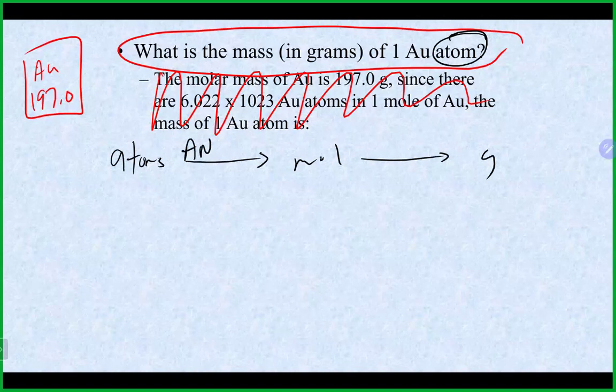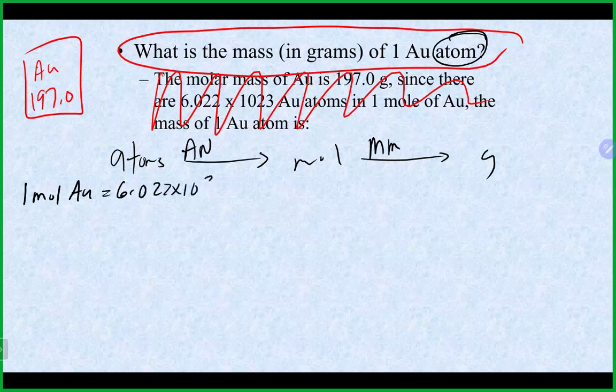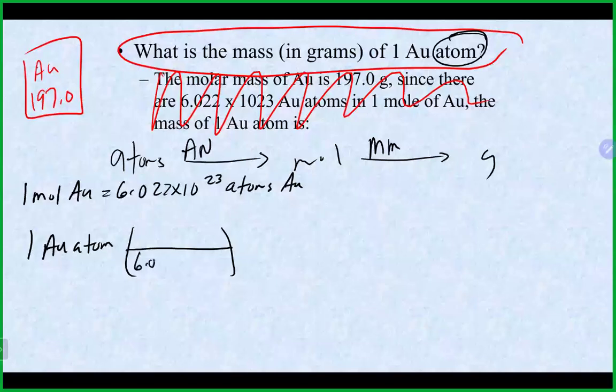And then once we have it in moles, we can use the molar mass to take it the rest of the way there. So in this case, we will start with Avogadro's number. That means, again, in 1 mole of gold, there would be 6.022 times 10 to the 23 atoms, since we're just talking about gold. So we'll start with our 1 gold atom. Once again, we want to go opposite to get the atoms to cancel, so we will need to put Avogadro's number there on the bottom.